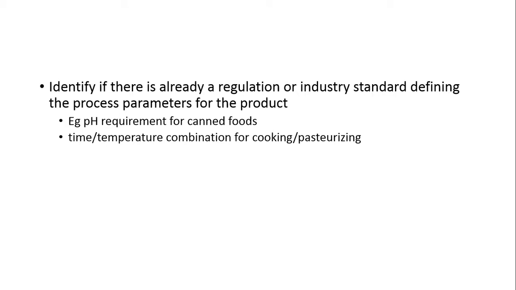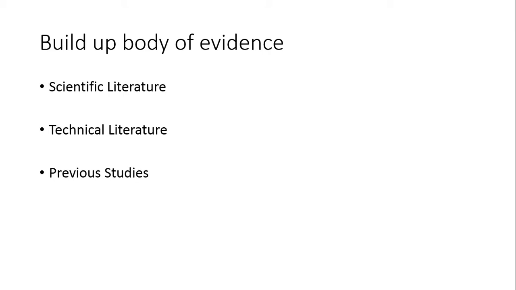And from there, you need to identify time and temperature combinations that are sufficient for elimination of the hazard during the cooking and pasteurizing process. We'll talk more at a later point about how we evaluate time and temperature combinations for food products. So, in certain cases, we need to go and build up that body of evidence. Where do we find this evidence? In certain cases, it is a government regulation.